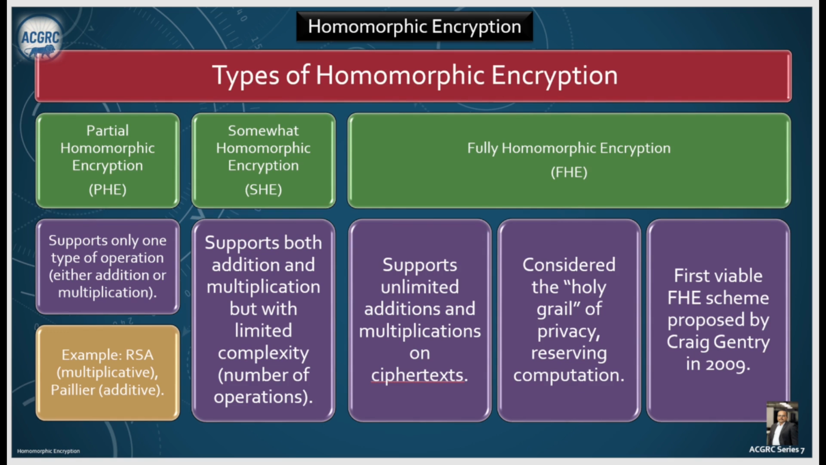In somewhat homomorphic encryption, or SHE, it supports both addition and multiplication, but with limited complexity, that is, a limited number of operations. Now do note, you can multiply once, or you can add once, or you can add multiple times, more than one, 3 times or 4 times or 6 times. So that's what somewhat homomorphic encryption means. You can have some limited complexity here.